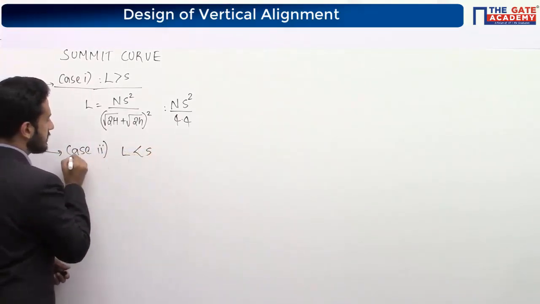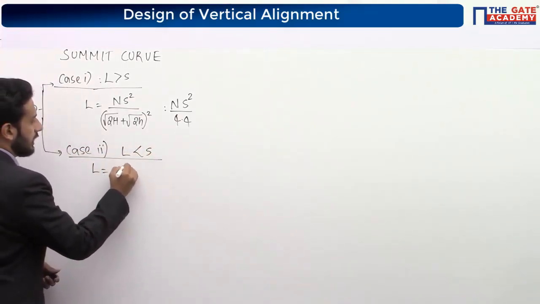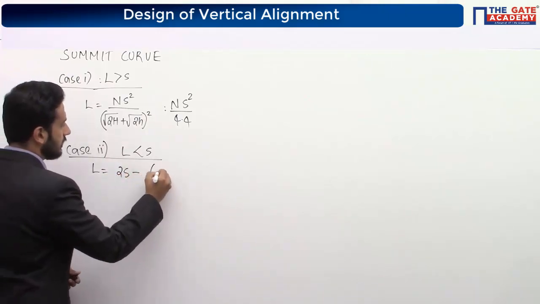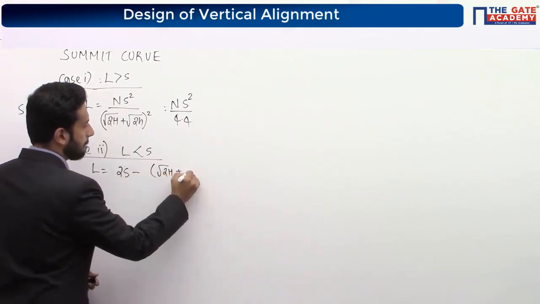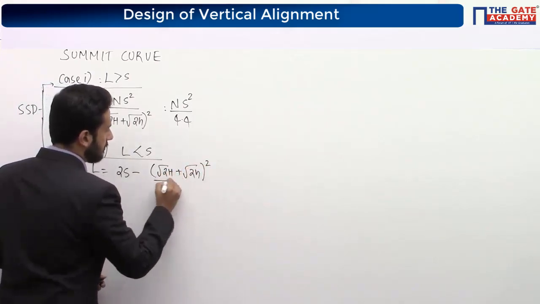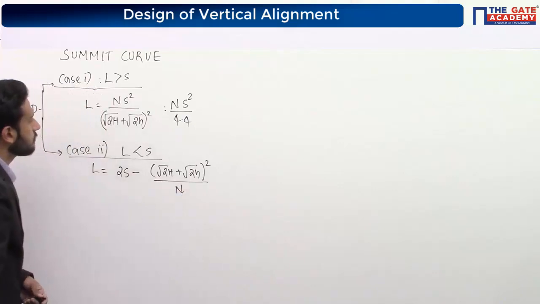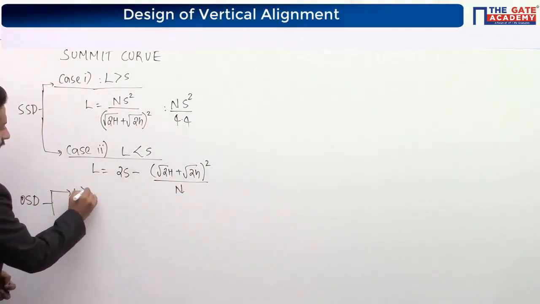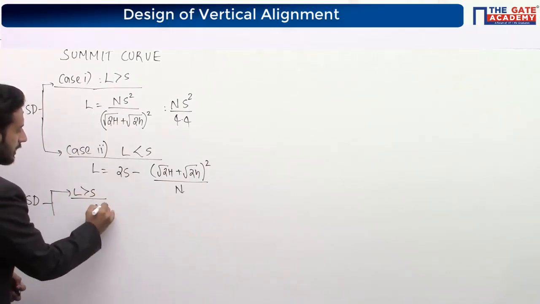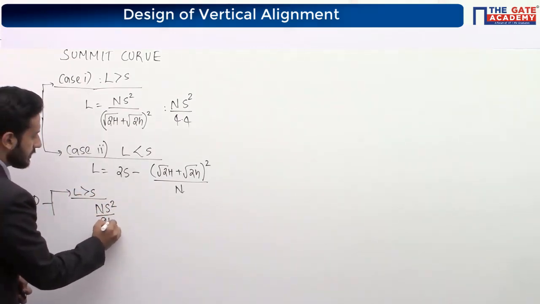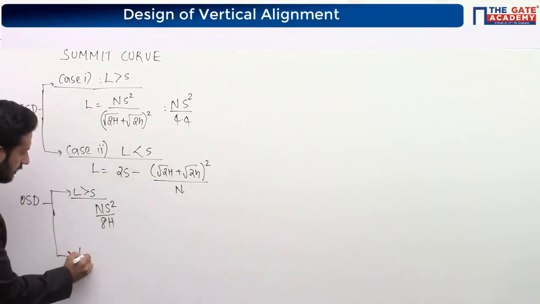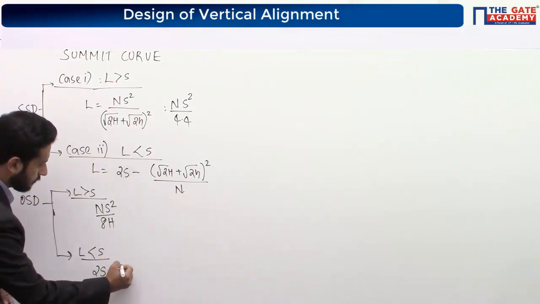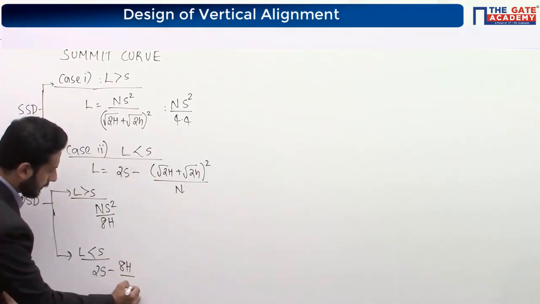L less than S. The equation was NS, the factors will be the same. Only thing is they are rearranging themselves, right? So just remember like that. Apply some tricks, then only we will remember. And for OSD also we have seen the same case. L greater than S, the equation will become NS square divided by 8h. And if L less than S, then it will become 2S minus 8h divided by N.